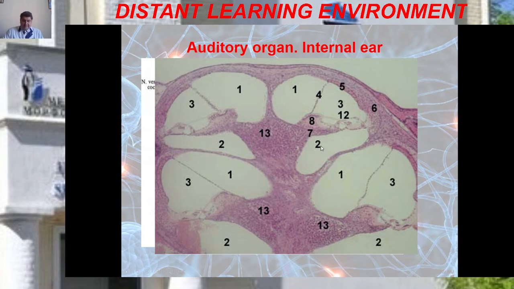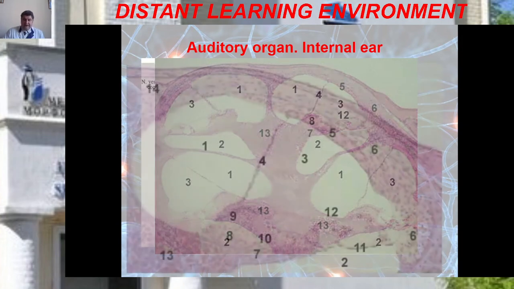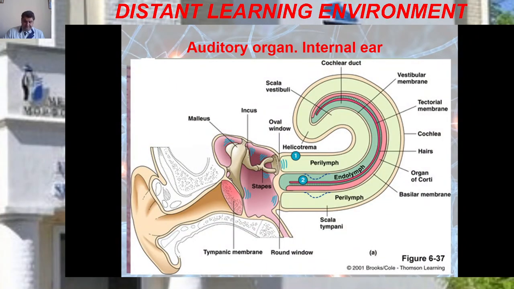Scala vestibuli communicates with the perilymphatic space of the vestibule, and scala tympani ends blindly at the fenestra cochleae. You may see the fenestra cochleae as the round window.